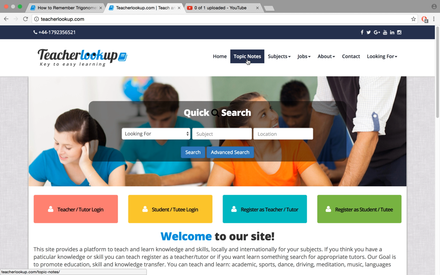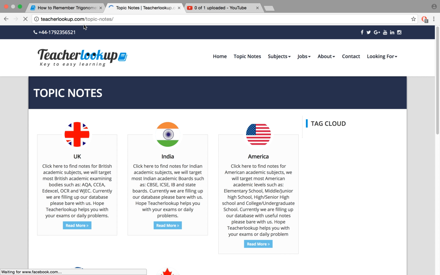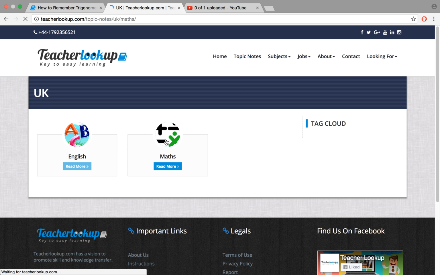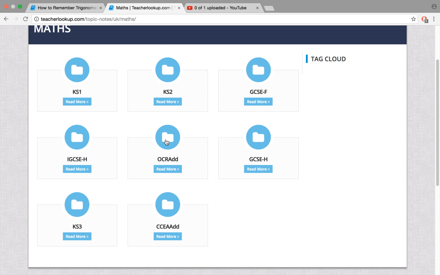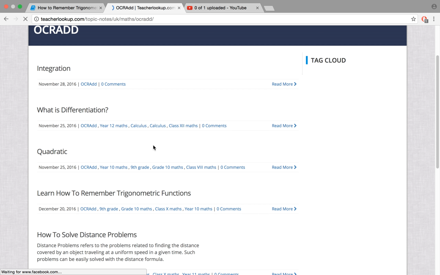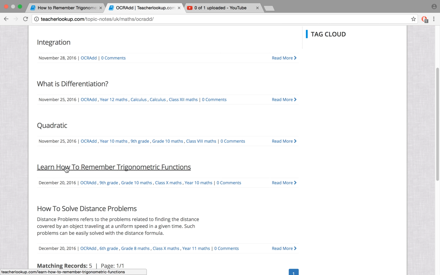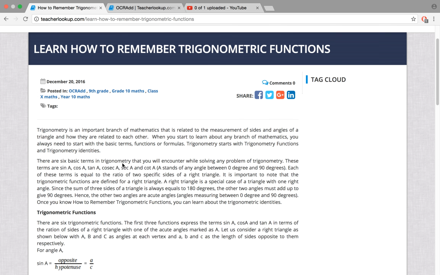So firstly, let me show you how to find notes. If you go on teacherlookup.com and click on topic notes located here, go on UK. This is all located in each and every folder: Maths, OCR, Add, and it is here. Learn how to remember trigonometric functions. If you click on that, we'll come to this page here.